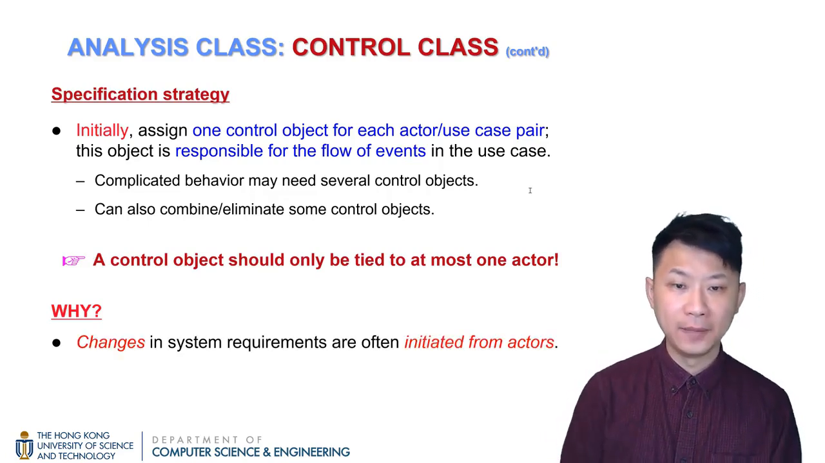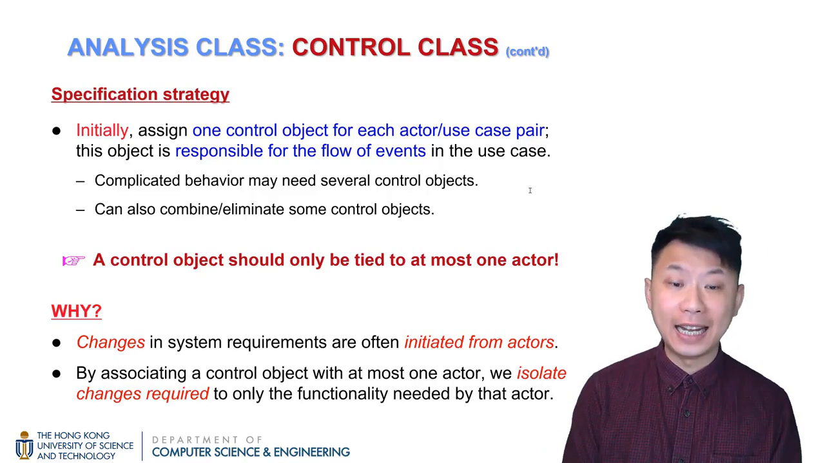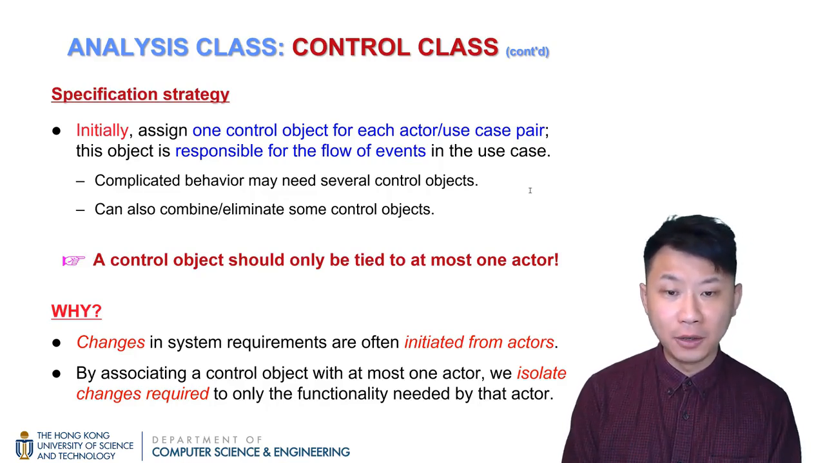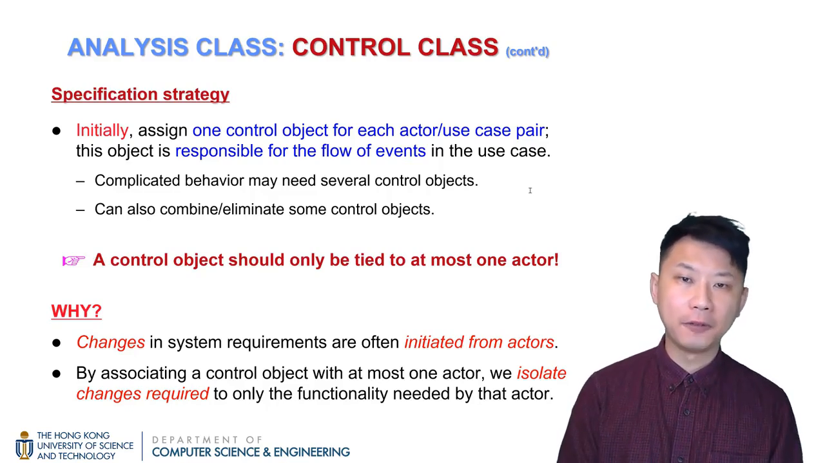Why? Because changes in system requirements are often initiated from actors. And also by associating a control object with at least one actor, we isolate changes required to only the functionality needed by that particular actor. So that's why, for simplicity, we tie the control object to at most one actor.